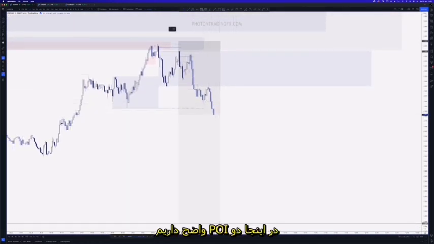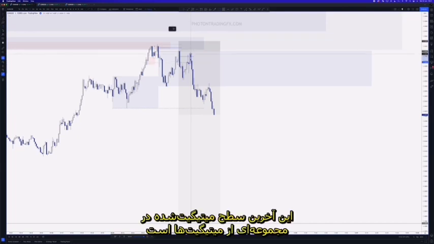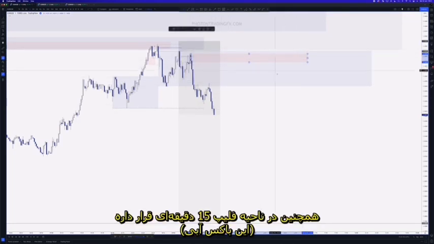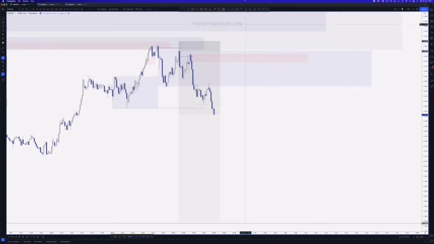Well, two clear POIs I can see. This would be the last unmitigated level from those series of mitigations. So this would definitely be the most ideal place as it currently stands to look to get short from, right? And it's within the M15 flip zone, this blue box. Another level we clearly have is this level here.